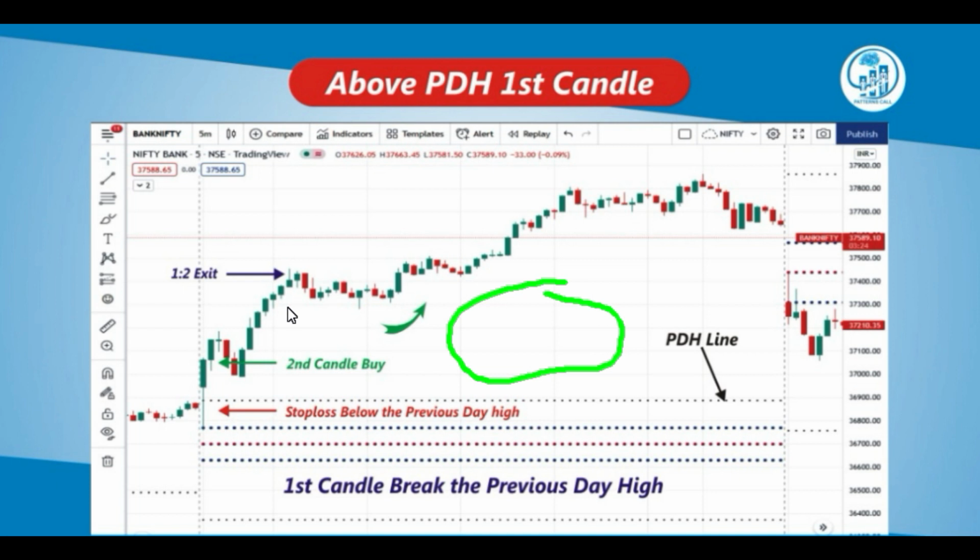That's all. This is one strategy. You can use it, but it's not suitable every day. Only for a high probability trade setup will you take it, because with narrow CPR and inside CPR value, it works very well.